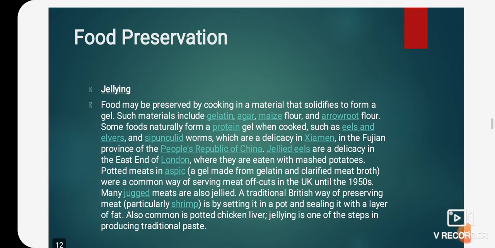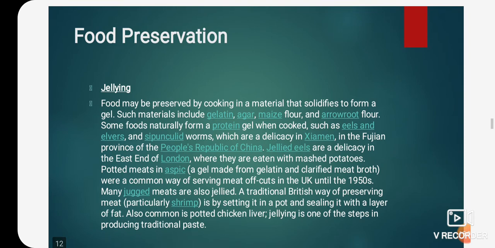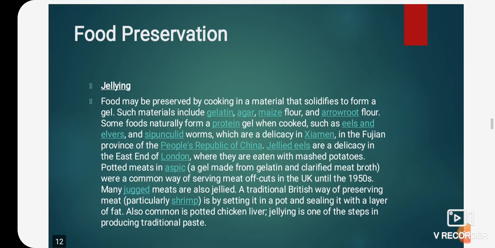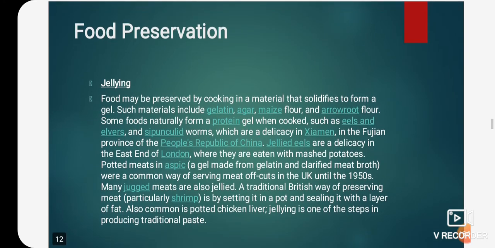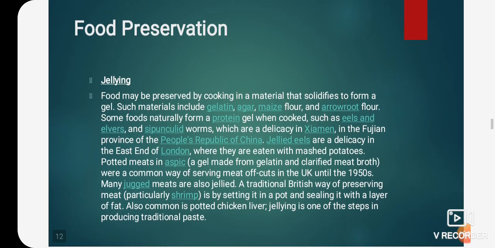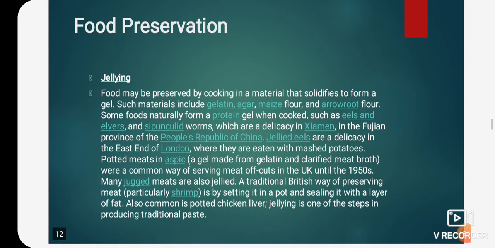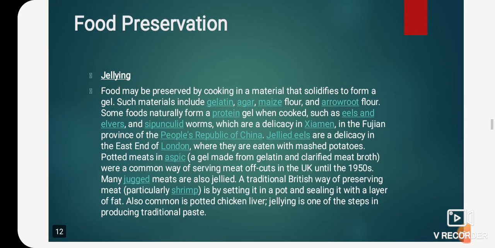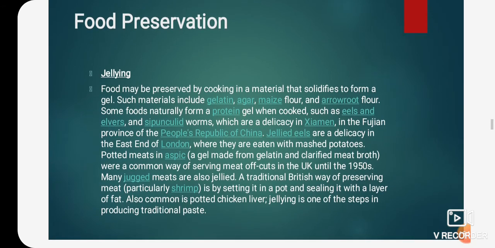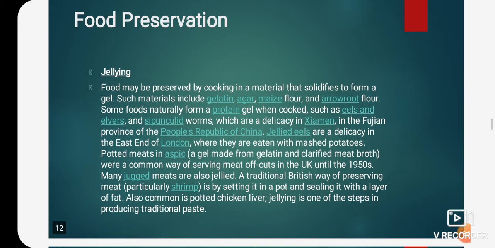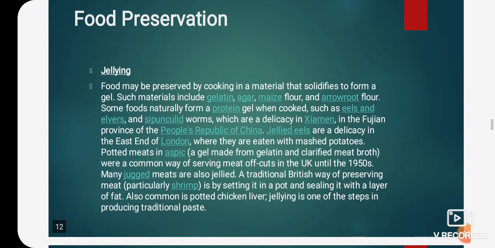Jellied eels are a delicacy in the East End of London, where they are eaten with mashed potatoes. Potted meats in aspic, a gel made from gelatin and clarified meat broth, were a common way of serving meat offcuts in the UK until the 1950s.